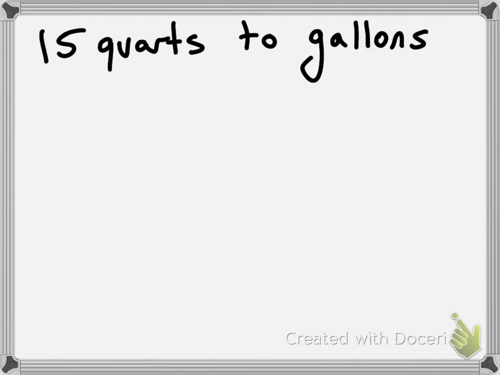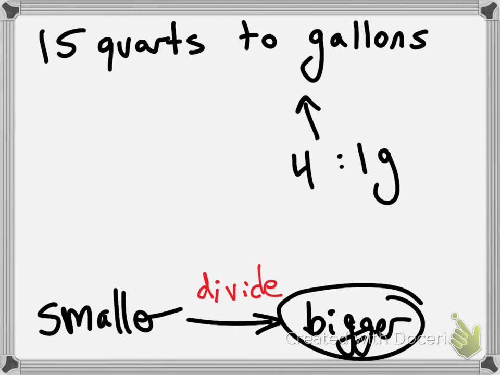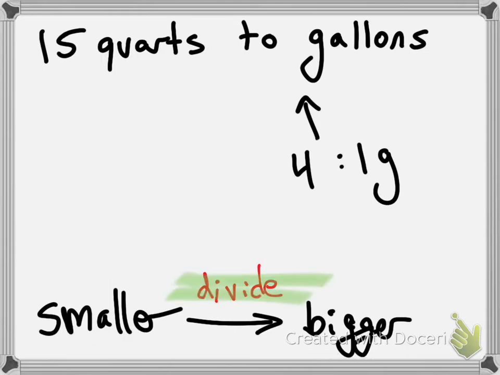Actually, we'll resume later. So with this one, how many quarts are in 1 gallon? 1 gallon is equal to exactly 4 quarts. So just like we knew when we were going from bigger to smaller, we multiplied. From smaller to bigger, we're going to divide. So we're going to divide 15 by 4.